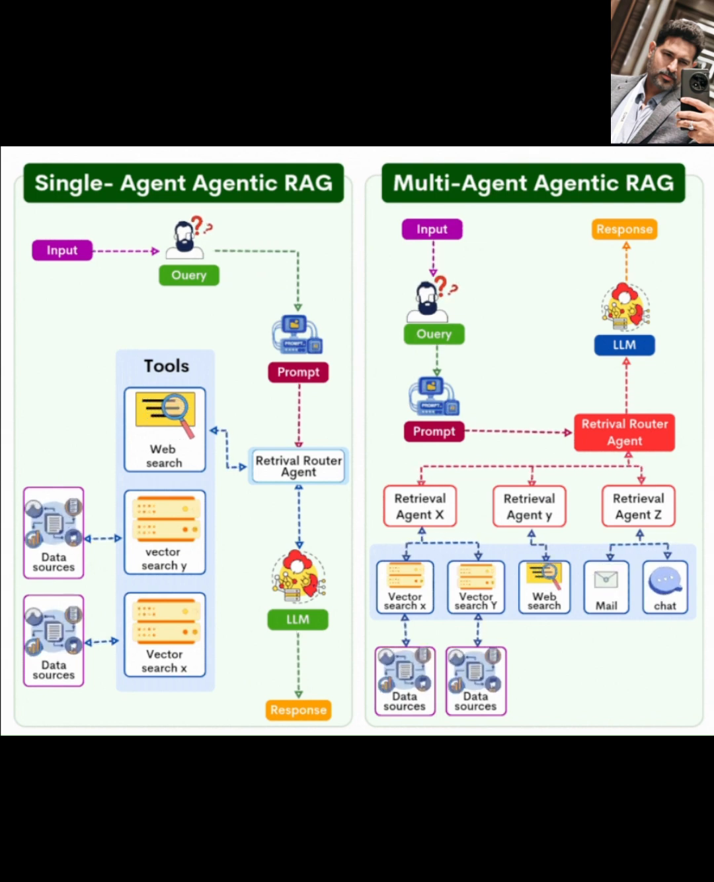Retrieval agent Z could specialize in web search, email retrieval, or chat history, depending on the query's requirements. Each agent retrieves data from its designated sources, vector search X, vector search Y, web search, mail, or chat, and passes the information back to the retrieval router agent. The retrieval router agent then aggregates and refines the retrieved data, constructing an optimized prompt that combines the query with the most relevant information from all sources.